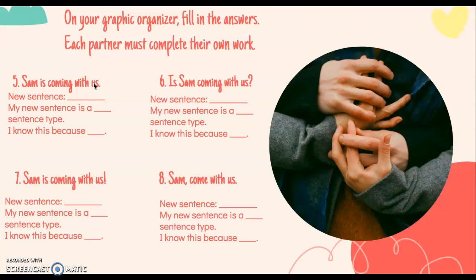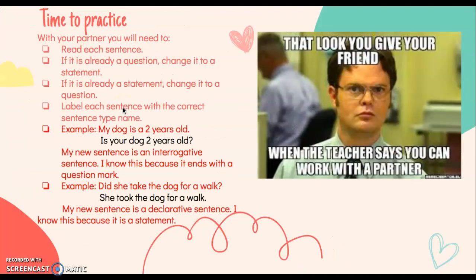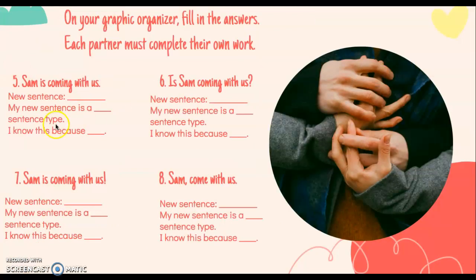So for example, 5 is a sentence with a period, so you're going to change it to a question, so an interrogative sentence. You're going to write your new sentence here. You're going to tell us what type of sentence the new one is, interrogative or declarative. And then you're going to explain how you know it's interrogative or declarative. Okay, so you're going to do that with a partner now or by yourself now. So pause the video and work on 5, 6, 7, and 8.